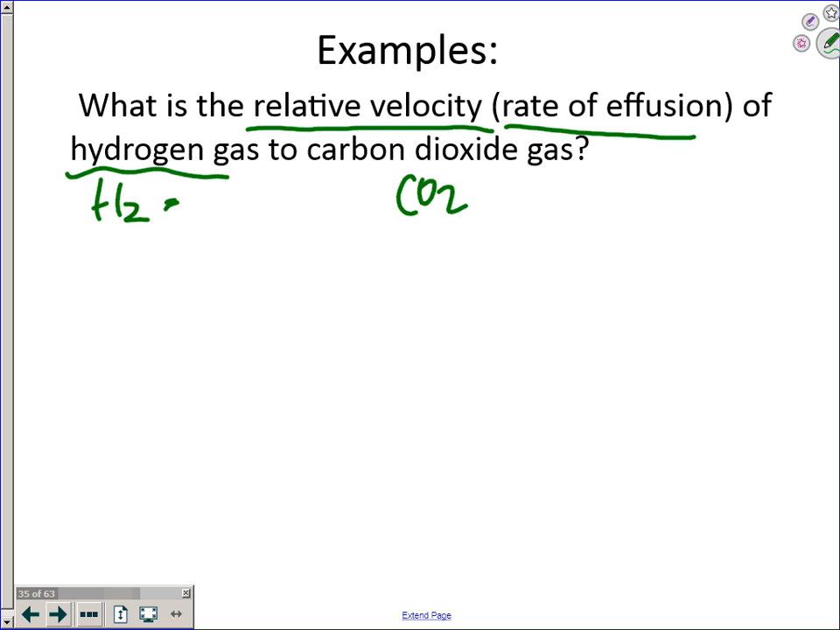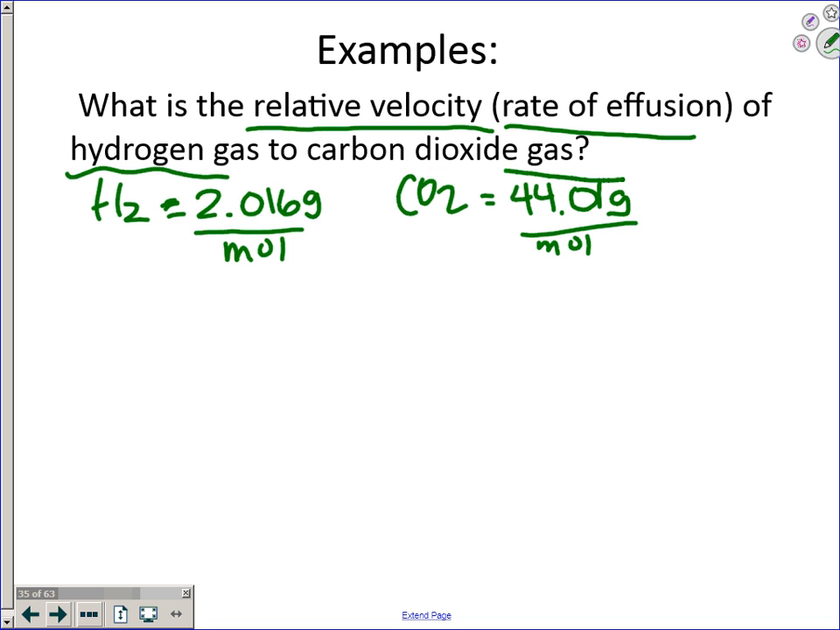What's the mass of H2? Grams per mole, right? Okay, so that's 2 hydrogen atoms put together. What's the molar mass of carbon dioxide? 44.01. I heard somebody say it, thank you. Grams per mole. All right, so we have this one and we have this one.